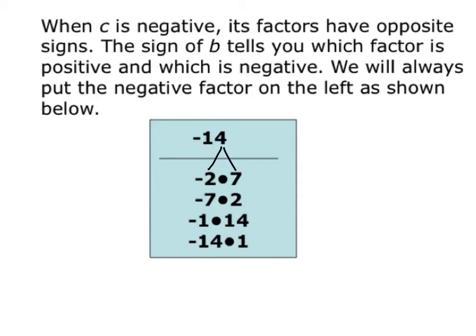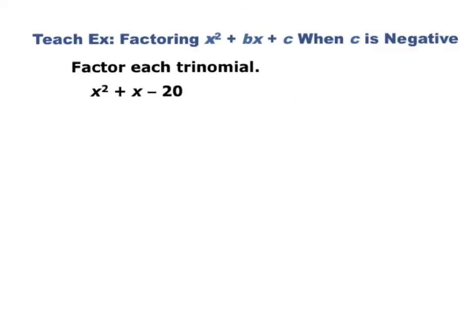Okay, now let's go do a problem using this situation when c is negative. Okay, here's our problem. I have x squared plus an x minus a 20. Alright, so here's what I'm going to do. Now remember, we're putting the negative on the inside right here. The inside meaning we're putting it toward the inside term. We're keeping it on the left side. Okay, so anyway, let's go ahead and show this.